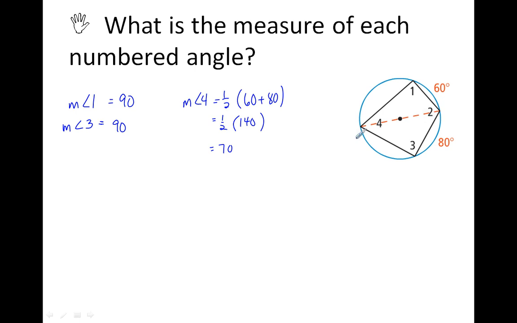Now angle 2 is opposite it, which means it has to be supplementary to it. So the measure of angle 2 is going to be 180 minus 70, which is 110, because those two together have to add up to 180. Now there are other ways that you can find all of those angles, but that's the quickest and easiest way if you can remember those theorems.